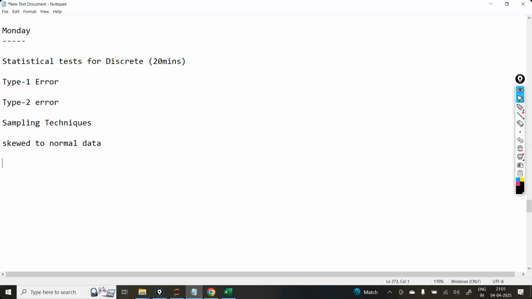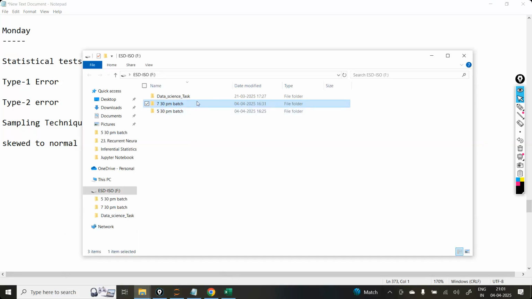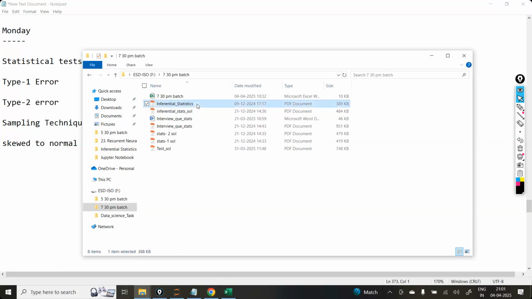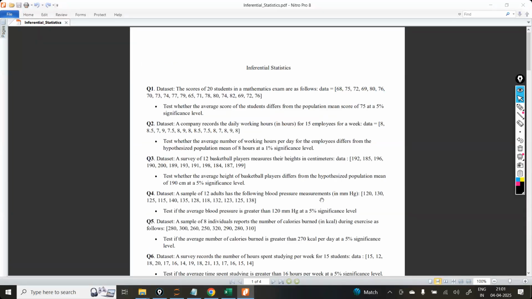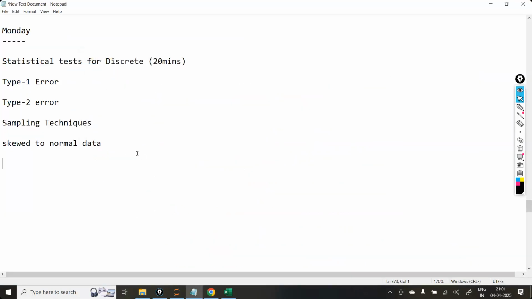Now, tomorrow there is no test for you. Try to complete the task. I'm going to share this task now. What are the tasks? I'm going to share it with you immediately after the class. Try to complete all the questions by tomorrow, the maximum number of questions. Monday we'll complete the balance part. After completing on Monday, Tuesday we'll have the test.